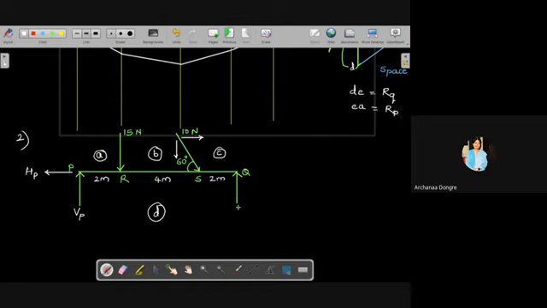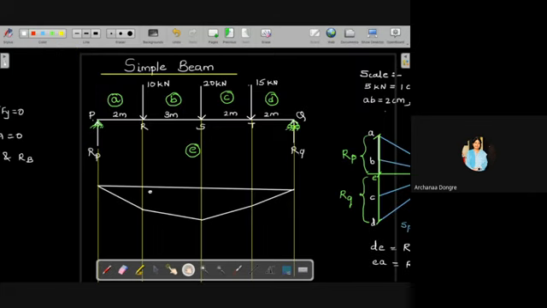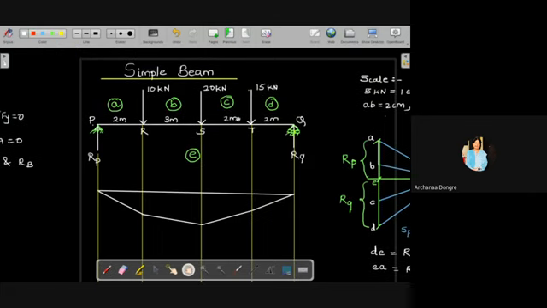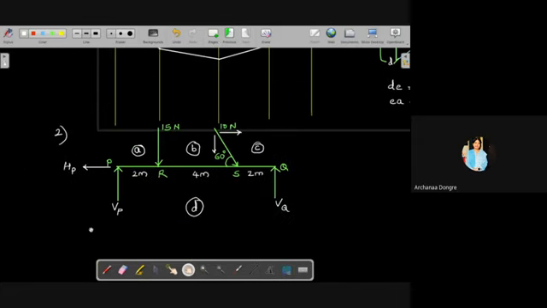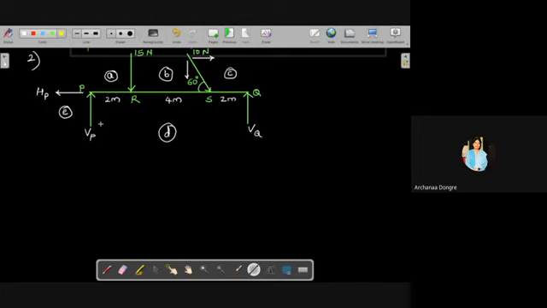Now here A, B, C, D, but because there is a horizontal reaction here. In the above case we did not consider that because only vertical loads were there. So the horizontal reaction was anyway zero, but in this case it is there. So this space also we have to give the notation E. Now again draw the reference lines, and then the same procedure.